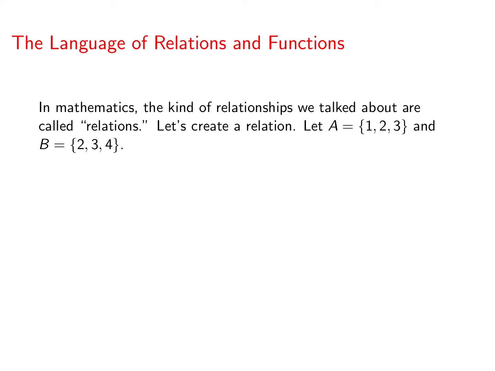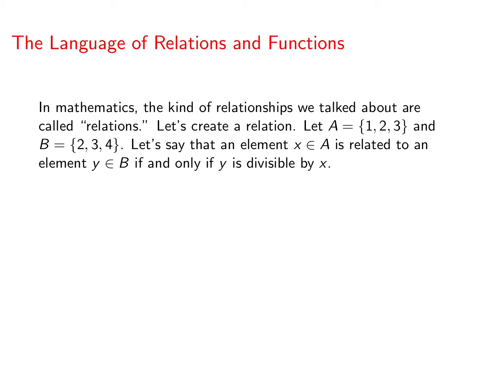All right, here are a couple of sets. A is the set containing the numbers 1, 2, 3. B is the set containing the numbers 2, 3, and 4. And we're going to say that an element x in the set A is related to an element y in the set B if and only if y is divisible by x. All right, we can talk about divisibility. These are all integers. So we're just creating this relationship. It doesn't have any meaning necessarily outside of just this little toy problem.